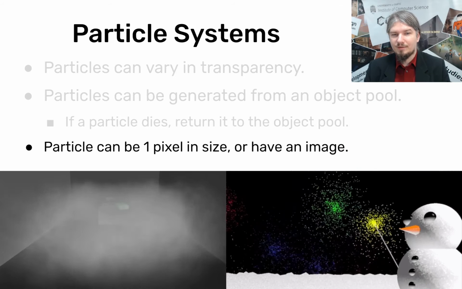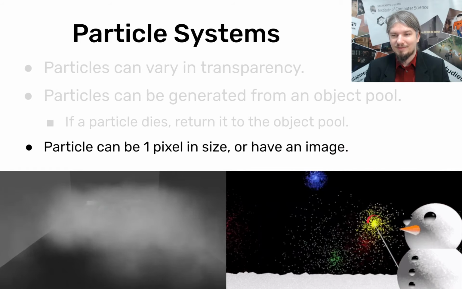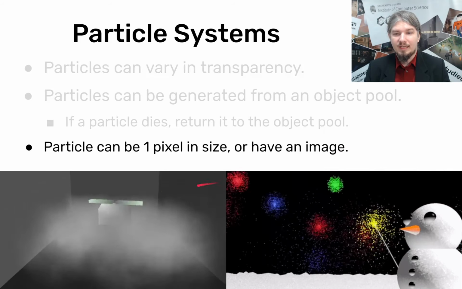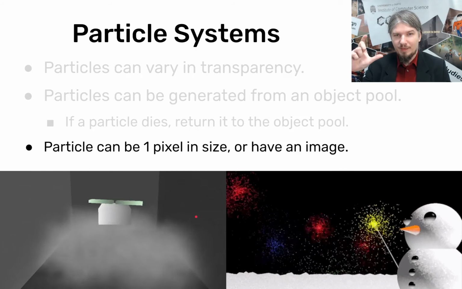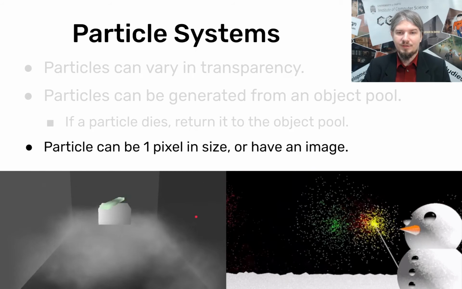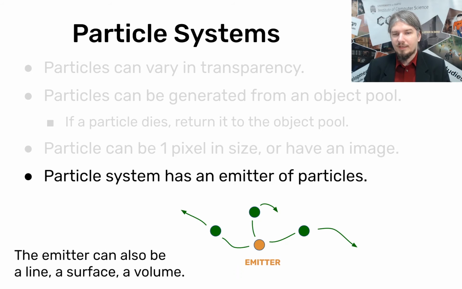Now these particles, well, they can be 1 pixel in size, like on the fireworks and sparks on the right here, or they can have an image. So those smoke particles here are all billboard images that have their own rotations, and that makes up all of the smoke down there. Particle systems have some sort of an emitter for particles.